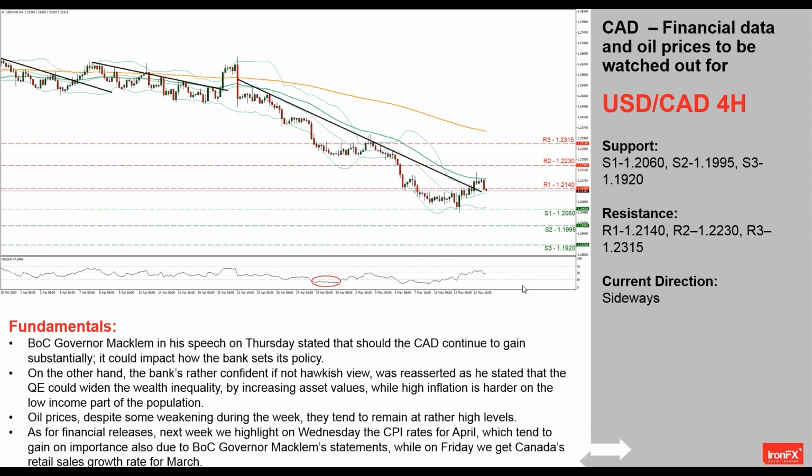On the other hand, the bank's rather confident, if not hawkish view, was reasserted as he stated that the QE program could widen the wealth inequality while increasing asset values, while high inflation is harder on the low income part of the population. As for oil prices, which is one of Canada's main export products, despite some weakening during the week, they tend to remain at rather high levels. The weakening derived mostly from the restart of operations of a US pipeline that was hacked, implying greater supply, while on the demand side, worries for India's coronavirus situation tend to increase worries.